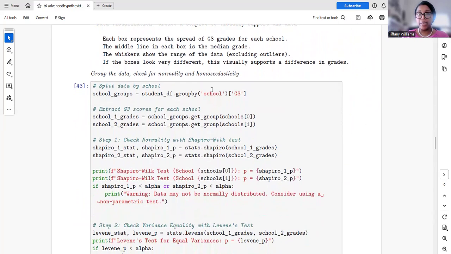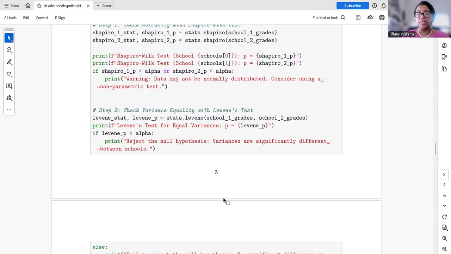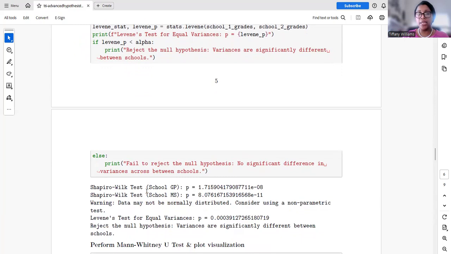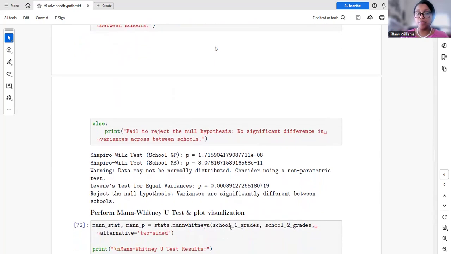So we group the data by school, we check for normality with the Shapiro-Wilk test, and we check for homoscedasticity with the Levene's test. And what we find here is the data is not normally distributed and the variances are not equal. So based on the recommendation above, we will be using the Mann-Whitney test.